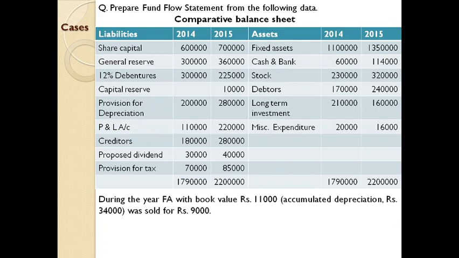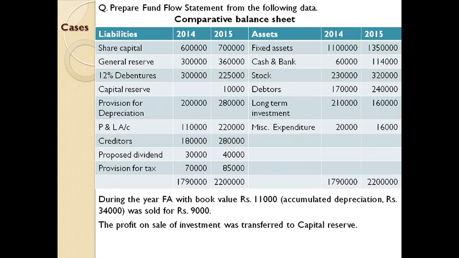Let us deal with the additional information. During the year, fixed assets. FA means fixed asset. For the time being, I am using that abbreviation. Kindly never use abbreviations in the examination. During the year, fixed asset with book value 11,000 was sold for 9,000. I am not going to repeat that adjustment again and again. You know how to find profit or loss on the transaction.